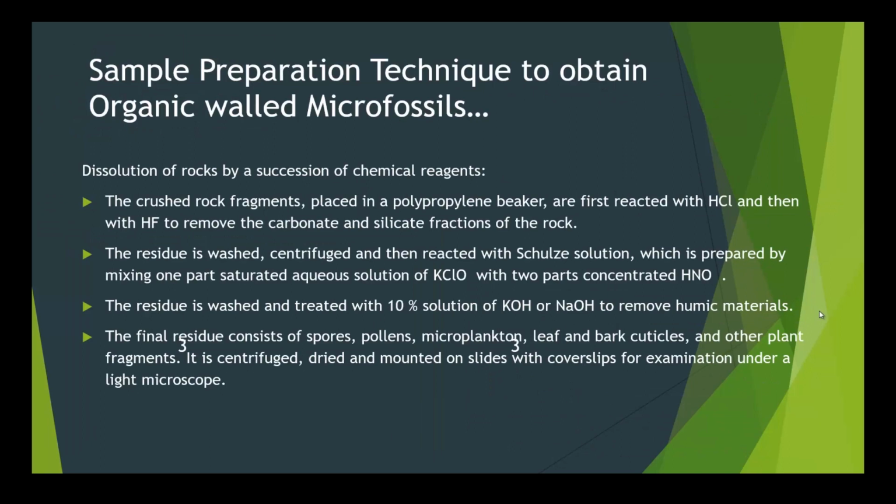The final residue consists of spores, pollens, microplankton, leaf and bark cuticles and other plant fragments. It is centrifuged, dried and mounted on slides with cover slips for examination under a light microscope. Other than spores and pollens, the important varieties of organic walled microfossils would be Dinoflagellates, Acritarchs, Tasmanids, etc.